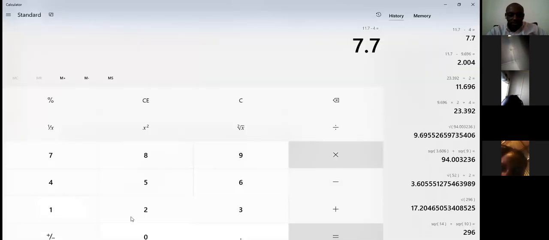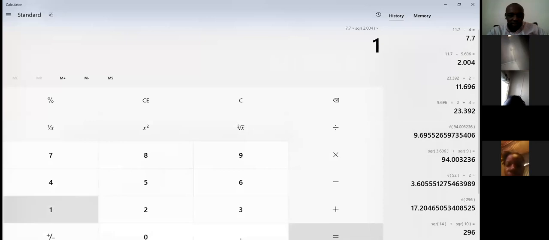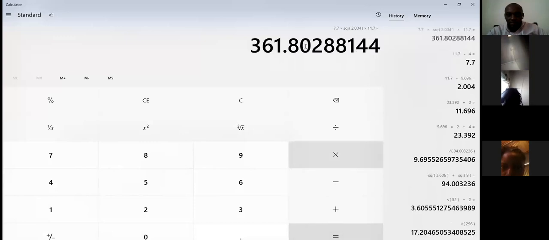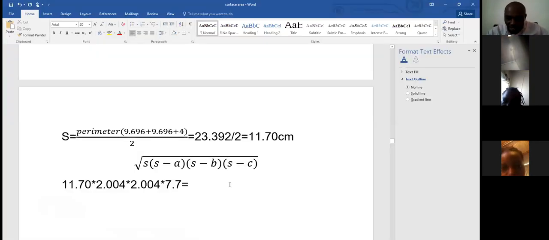times 2.004 squared times, the other one is what? I'm forgetting. 11.70. 11.70. And this is the answer. If I have done an error, but the formula I'm showing you is correct, so I don't think I have done an error. So for significant figures, centimeters, because it is area, centimeters squared.